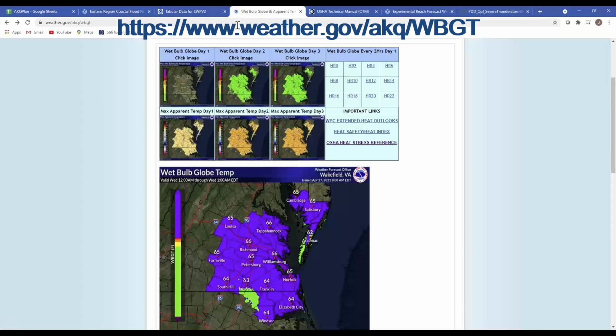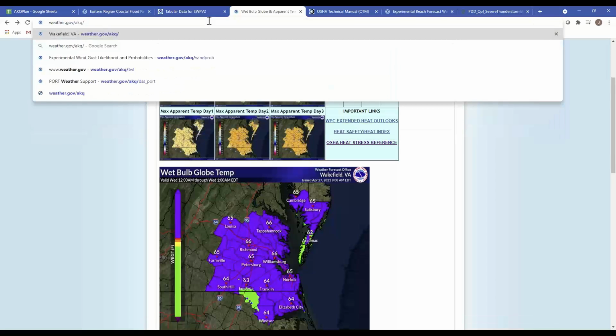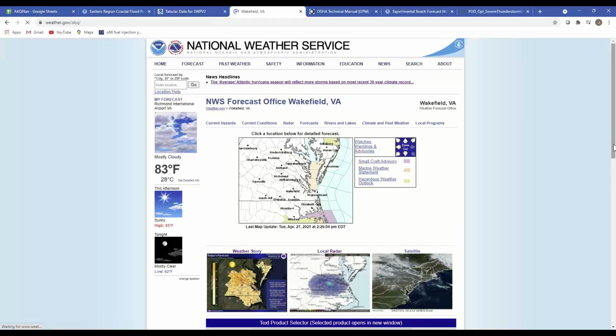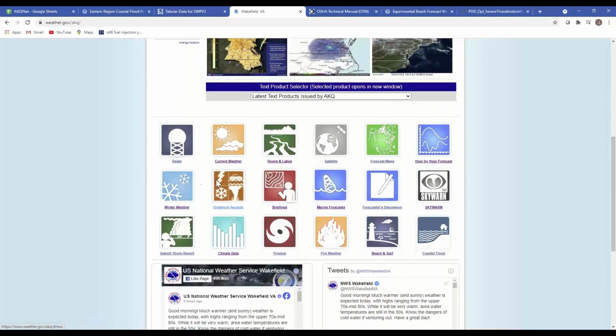So we'll be updating this website. And so all of those links will go right on our main web page. So in the next couple of weeks, what you'll be able to do is if you go to our website and you scroll down here to the bottom, this winter icon is going to become a heat icon. So it'll say heat, and that'll take you to our heat index wet bulb global temperature page.